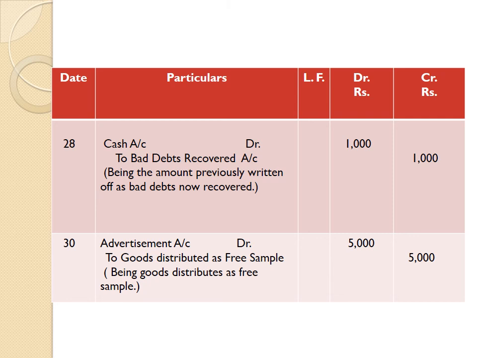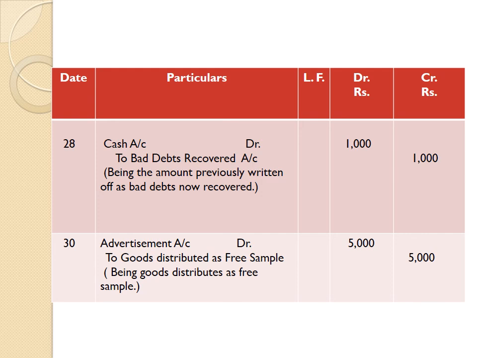On 28th, amount previously written off as bad debts now received from Varsha. So cash account debit 1,000 to bad debts recovered 1,000, being the amount previously written off as bad debts now recovered.